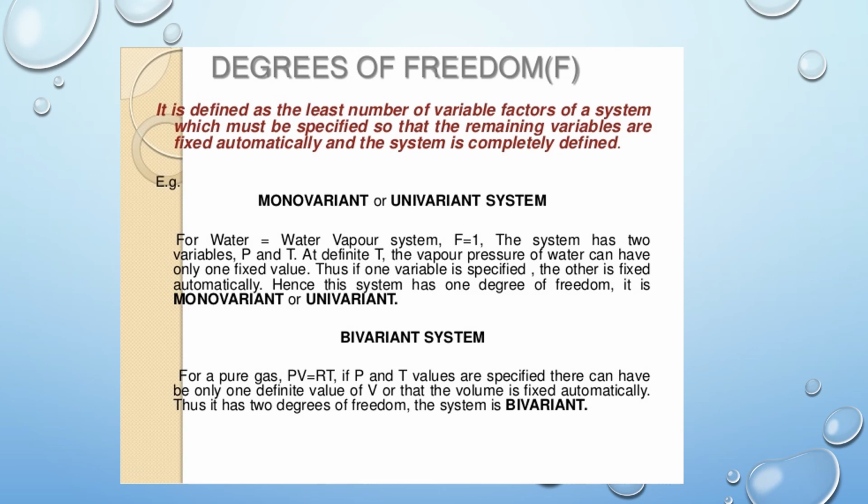Considering the case of a system containing liquid water in equilibrium with its vapor, only temperature needs to be fixed to define the system, because the equilibrium vapor pressure can have only one value at a given temperature. In this case, the degree of freedom is 1, or the system is said to be univariant.